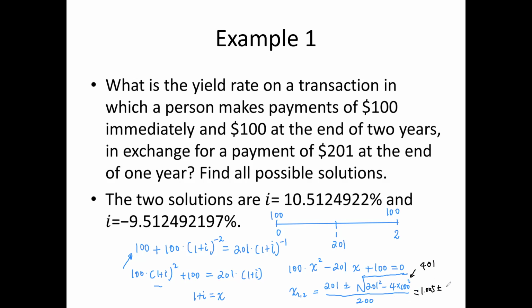It is 1.005 plus or minus 0.10012. This is 1+i, so you subtract 1, and you would get i. Let's move somewhere here. i equals 0.005 plus or minus 0.10012. So we have two solutions. One is you add, you get 0.105, 1, 2, and so forth, which is here.